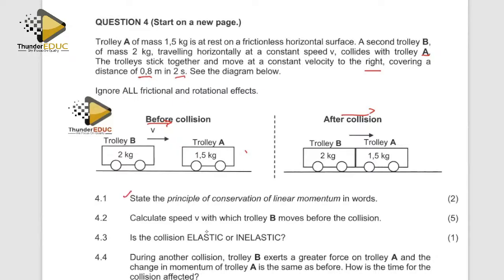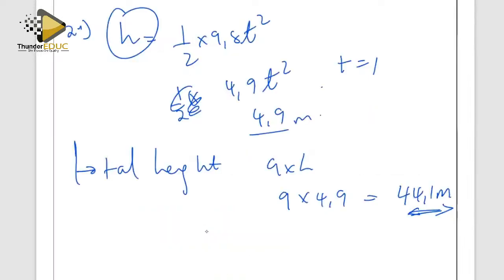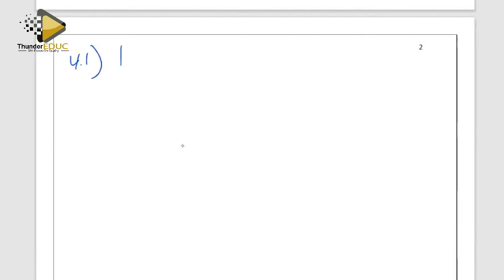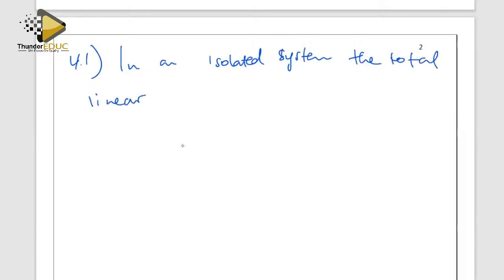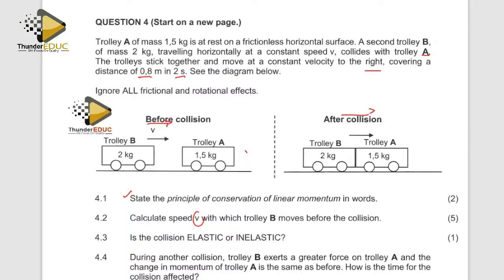State the principle of conservation of linear momentum. So we know that, question 4.1, in an isolated system, the total linear momentum is conserved. So that's what you have to say: in an isolated system, the linear momentum is conserved or remains constant. And then 4.2, what do they want? They want us to calculate the speed V with which B moves before the collision.